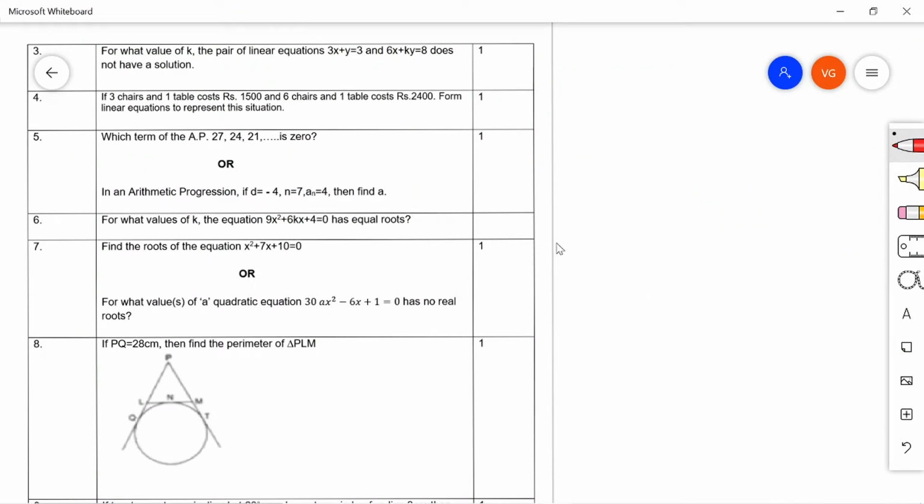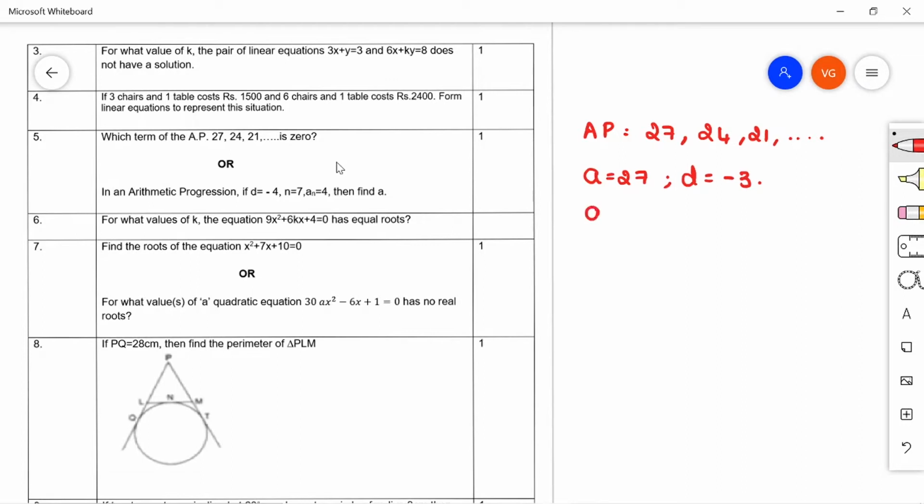Coming to question number 5, again you have an internal choice here. Both the questions are on arithmetic progression. See here, which term of the AP 27, 24, 21 is 0? The AP given is 27, 24, 21, and so on. So the first term a is equal to 27. The difference d is equal to 24 minus 27, that will be minus 3.